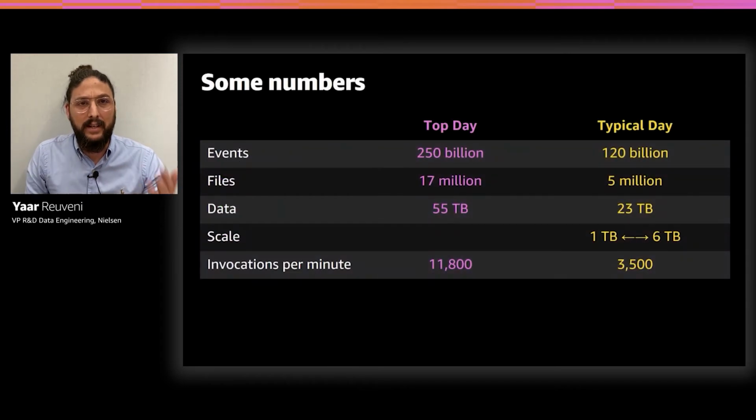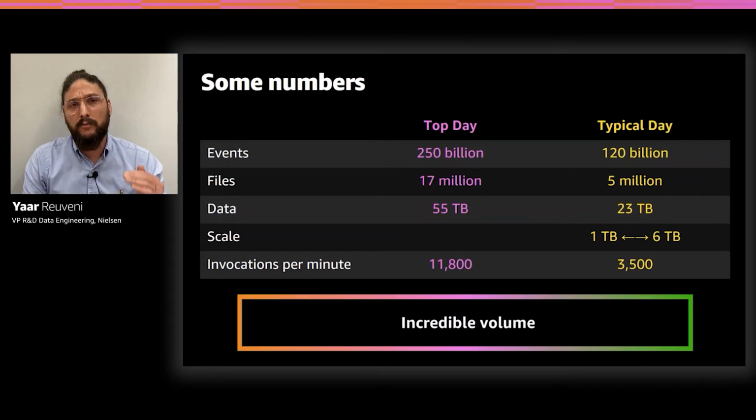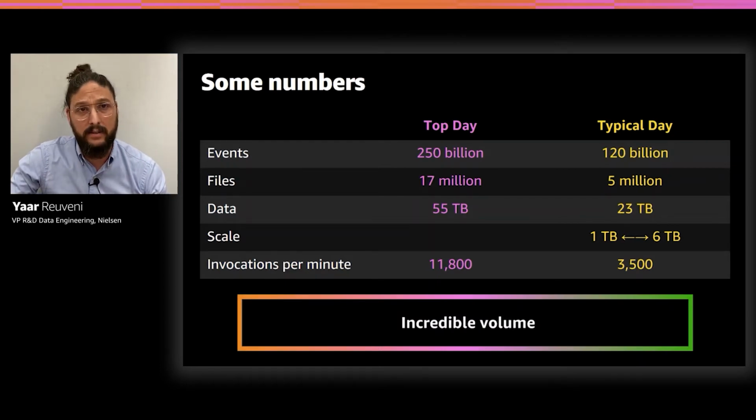When you look at our system in numbers, on a typical day, we're processing over 100 billion events. On a top day ever, we processed 250 billion events coming in 17 million files with a total of 55 terabytes. Moreover, when you look at the way our data scales up and down throughout the day, it varies by a factor of 6, somewhere between around 1 terabyte in the low hours of the day up to 6 terabytes at the peak hours of the day. So definitely incredible scale, huge volumes, and we were looking for an elegant and simple solution to tackle this.